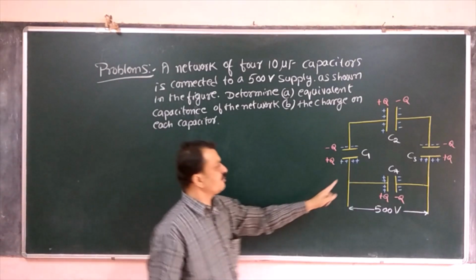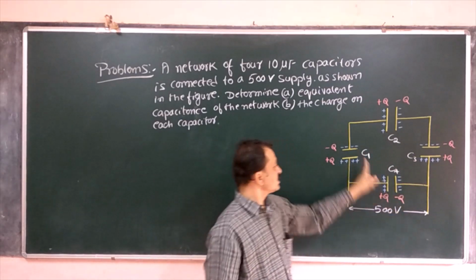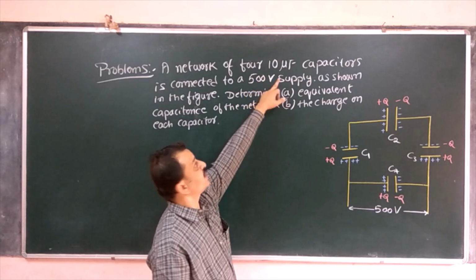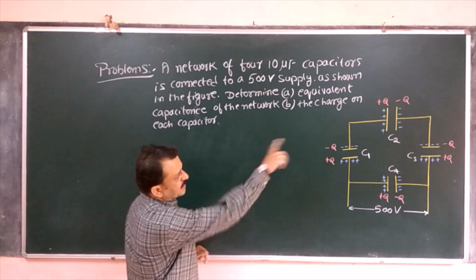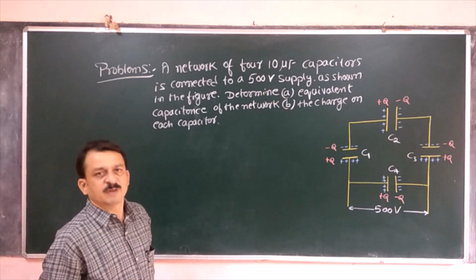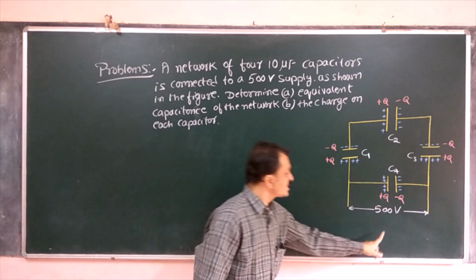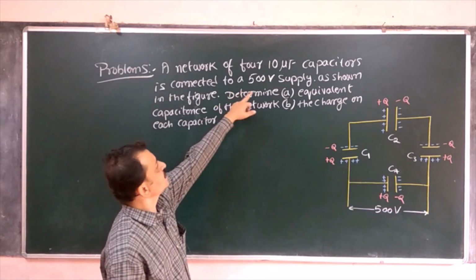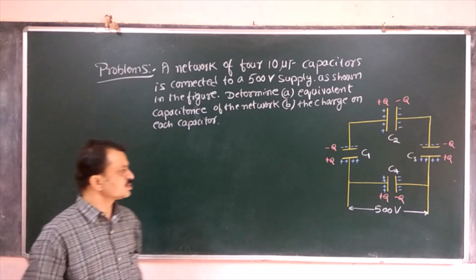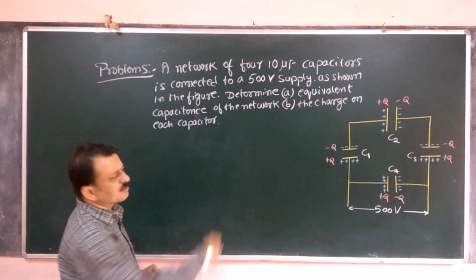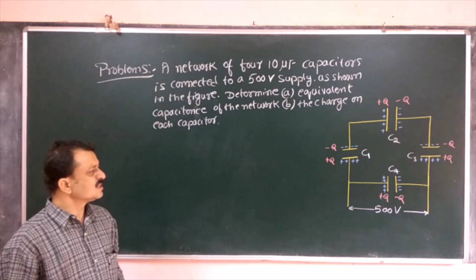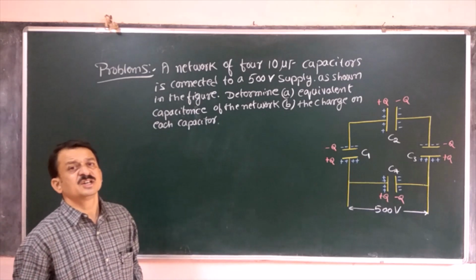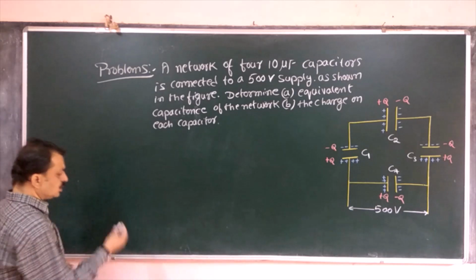Now here we are having a system of 4 capacitors C1, C2, C3, C4. Their values are given, it is 10 microfarad. They are connected as shown in the network. Now this is connected to a supply of 500 volts. Then we have to calculate what is the effective capacitance, and hence we have to calculate what is the charge on each capacitor.